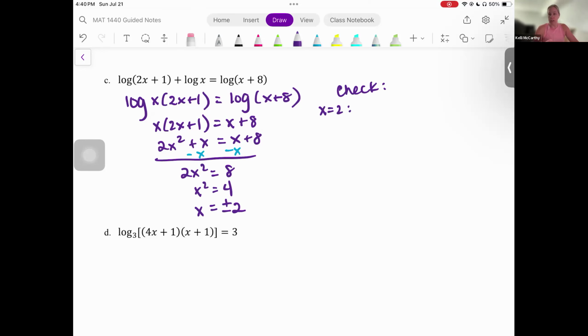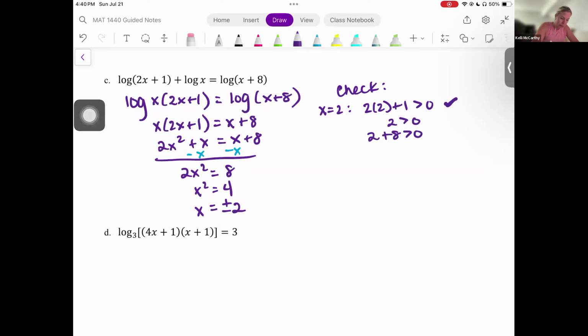When we go to check our solutions, we want to make sure we use that very original problem. We don't want to use anything that we've condensed. Go back to that original problem that was provided. We're going to check both of our solutions in every single argument. So first with positive 2: is 2 times 2 plus 1 positive? Is 2 positive? Is 2 plus 8 positive? All I'm doing is plugging my solution into those arguments.